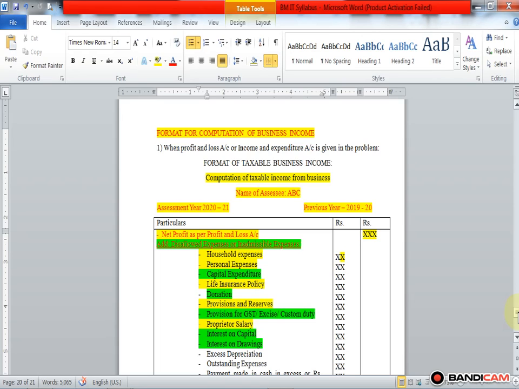It is an asset and it gives a long term benefit for the concern, so that the capital expenditure should not be considered as expenses of the business. Life insurance policy related to the SSC, so that these expenses are not related to business. Donation is also disallowed expenses. All provisions and reserves.